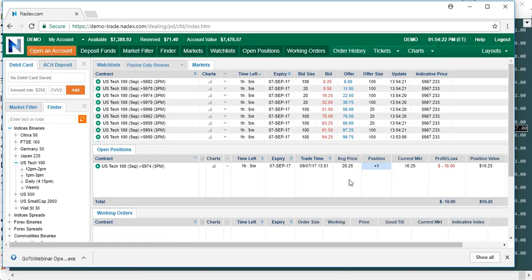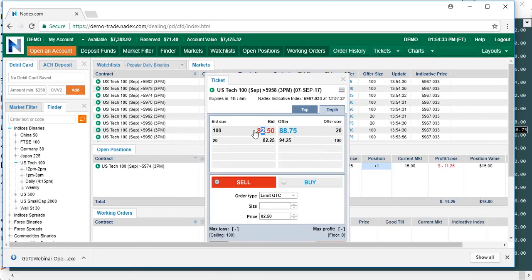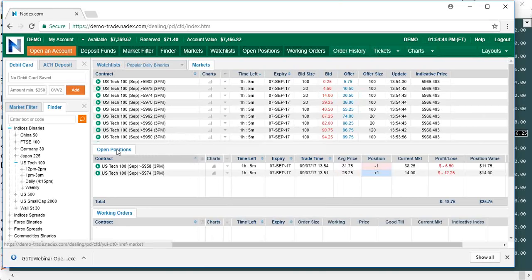Okay. So let's just use another example here. Henry, let's use a total different scenario. Let's say that I open this contract and I want to sell this one. Okay, so I sold it, right? It's now in my open positions. And notice the one I sold is marked what? -1. The one I bought was marked +1. That helps me confirm which direction I was going, right? Okay, where's that contract? $59.58.